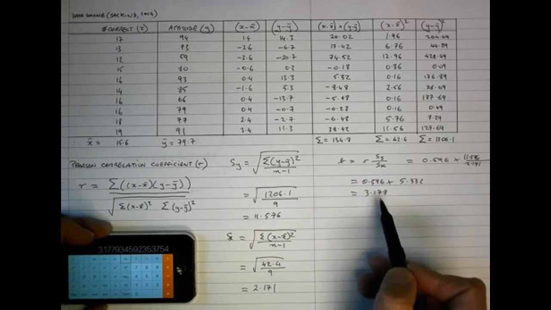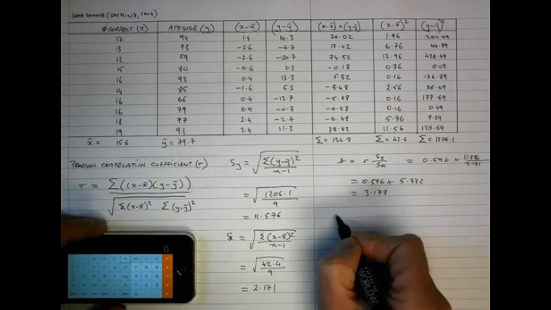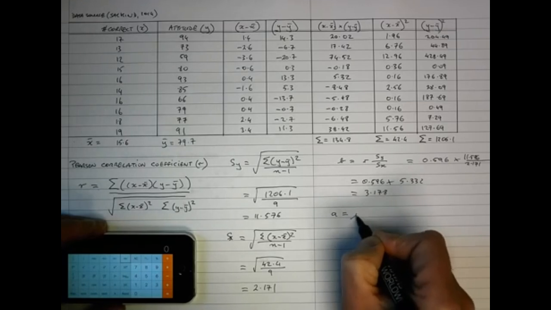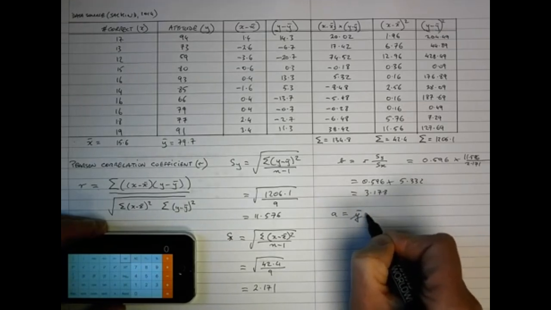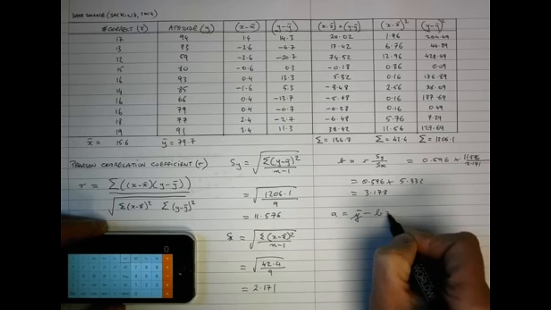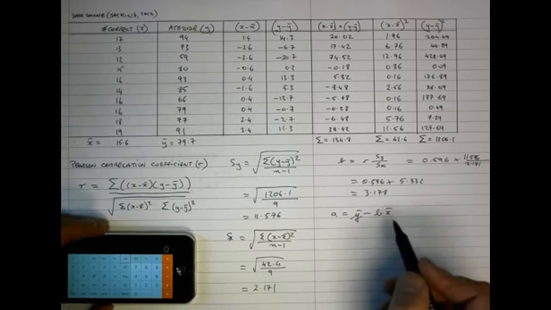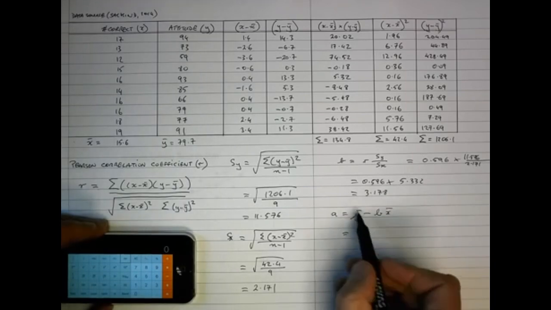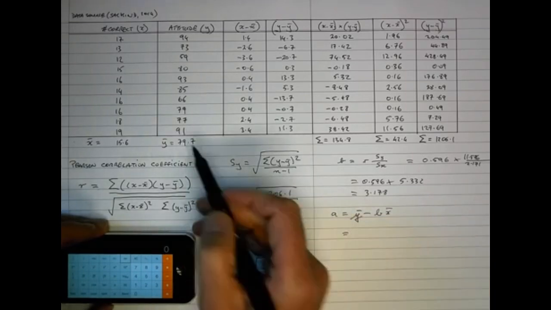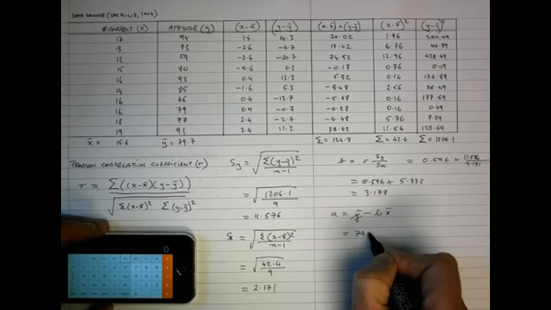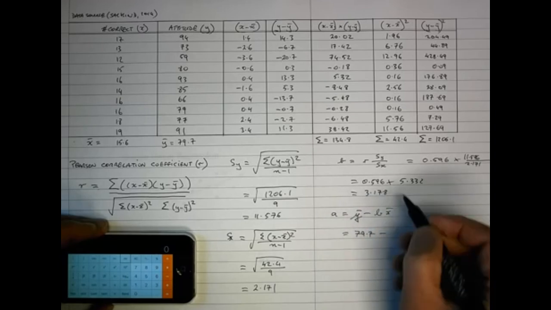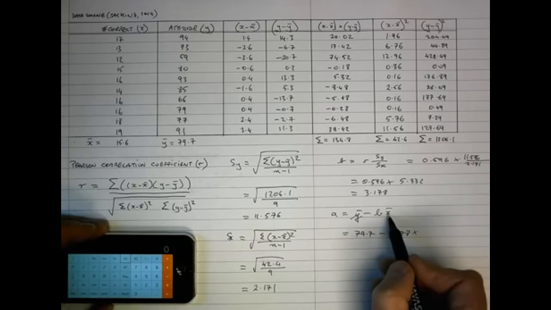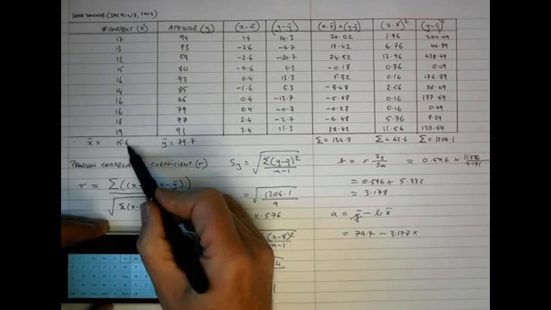Now I'm able to go and calculate the y-intercept. Remember, the y-intercept designated as A, that's equal to the mean of y minus the slope times the mean of x. Now, we've already got some of these values here, so let's plug them in. The mean of y is, I've got it over here, which is 79.7, minus b, which I've just calculated, which is 3.178, multiplied by the mean of x, which is 15.6.